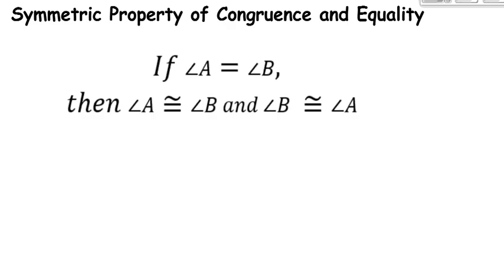Symmetric property of congruence and equality says if angle A and angle B are equal to each other, then angle A is congruent to angle B, and angle B is congruent to angle A. So again, congruency and equal are pretty much interchangeable in geometry. It's just a geometry way of writing it.